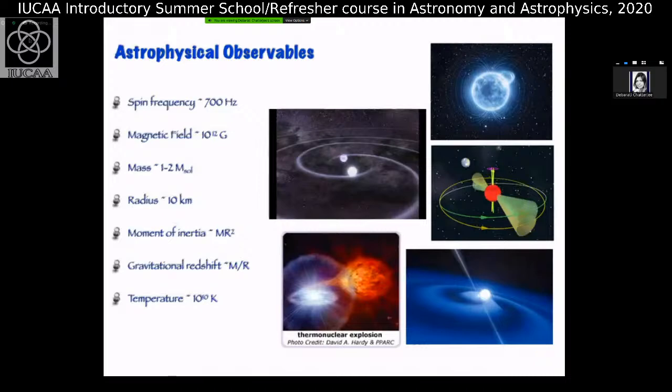Another very key observable concerning neutron stars is the neutron star mass. It has been observed that neutron stars have masses typically about 1 to 2 solar masses, and the best observations of masses come from neutron stars in binaries. So this we will discuss. Radii of neutron stars are as small as 10 kilometers, and these are determined using thermal and X-ray emission from neutron stars.